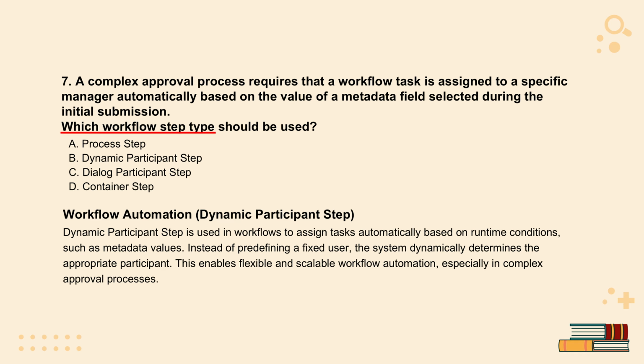But option B, a dynamic participant step, evaluates logic at runtime. How does that work in practice? Imagine you submit an invoice into the system. The workflow checks the metadata. If the amount is over $10,000, it dynamically routes the approval to the VP of Finance. If it's under $10,000, it dynamically routes to a line manager. Oh, that's smart. You build the business rules once, and the system handles all the complex routing automatically. It totally removes the friction.